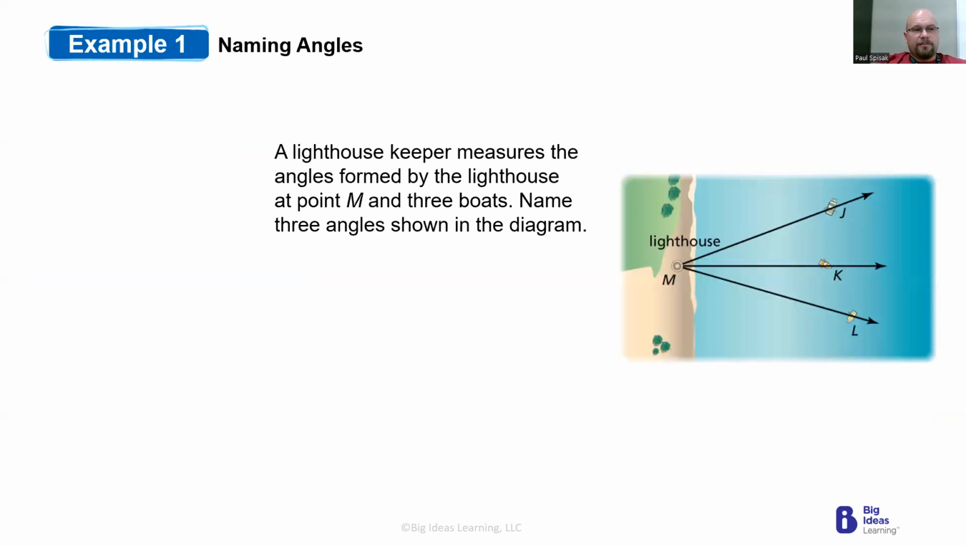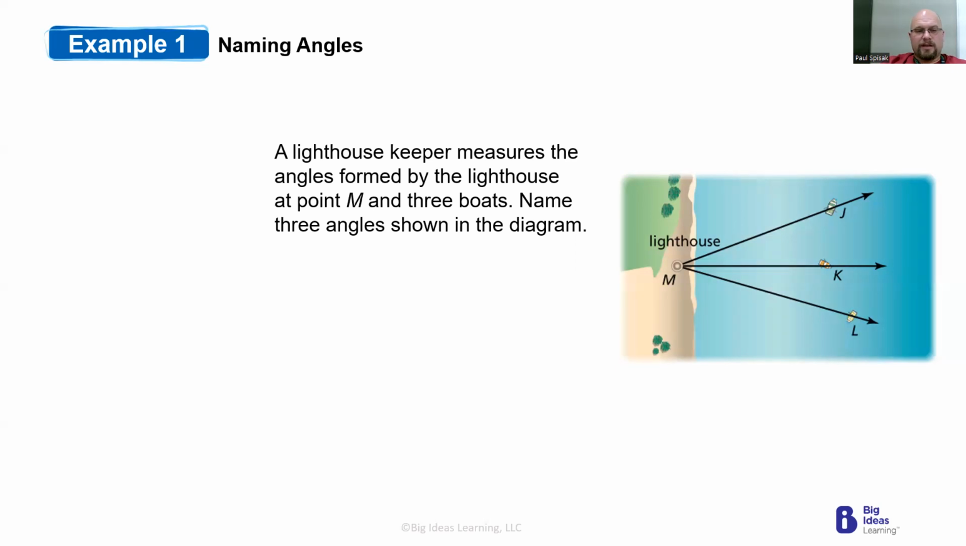All right, the first example. So we have a lighthouse keeper who measures the angles formed by a lighthouse at point M and 3 boats. Name 3 angles shown in the diagram. So on this diagram, you can make a total of 3 different angles. Now, there's more than one way to name each angle, but you do have to be careful because all 3 angles that we could name have a vertex at point M.